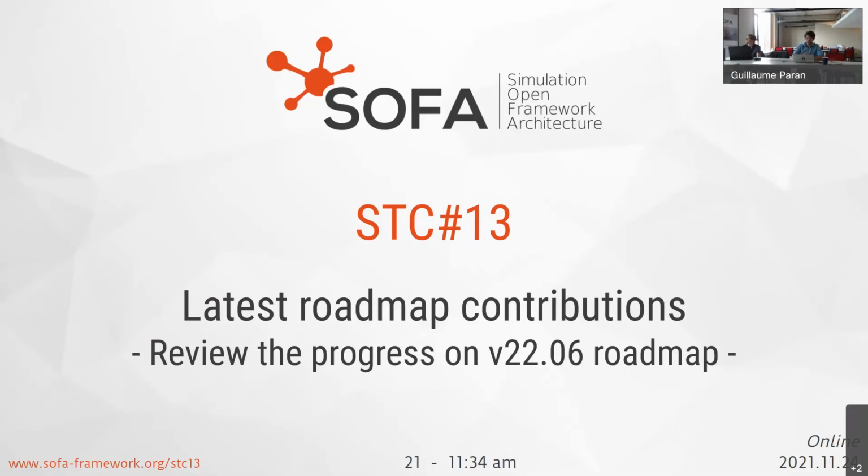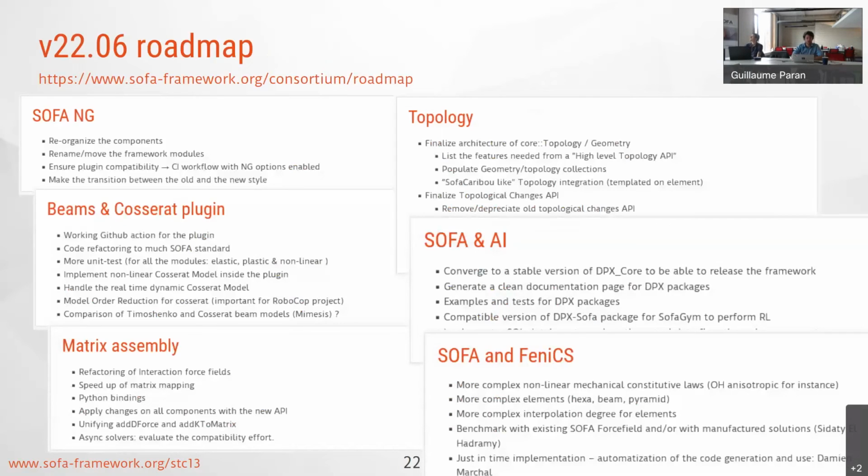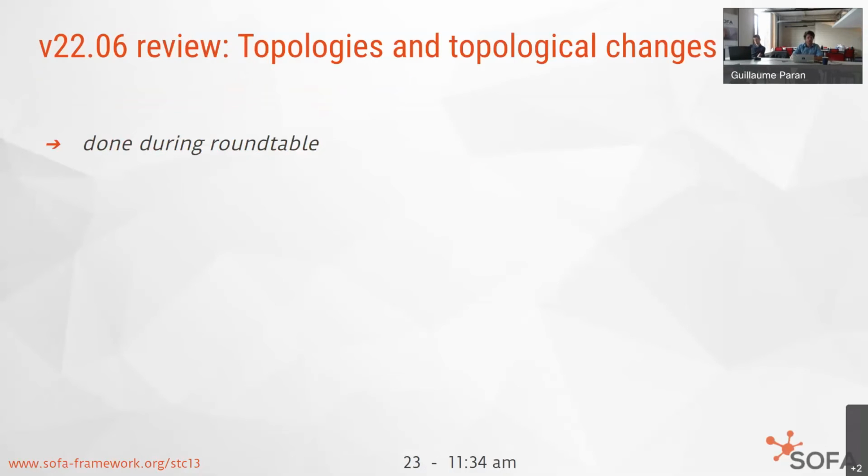It's the next slide. So there were actually six topics. SOFA Next Gen, the beams, matrix assembly, topology, SOFA AI, and SOFA plus Phoenix. A lot of them we already discussed. So we're going to get a bit more in detail of what has been done. And we'll see also if some of those topics will be pursued or not in the next six months. So it's not going to be in the right order here, but let's start maybe with you, Arno.